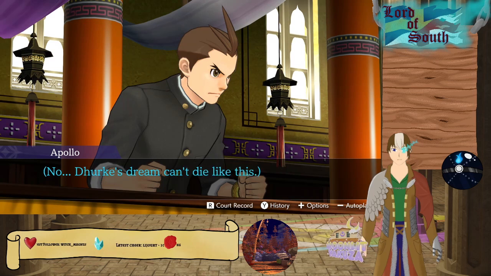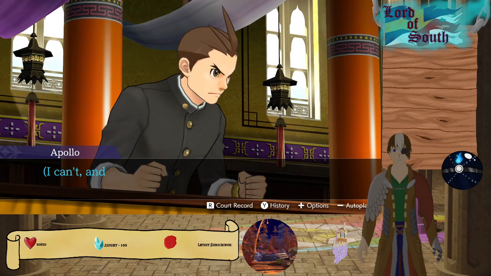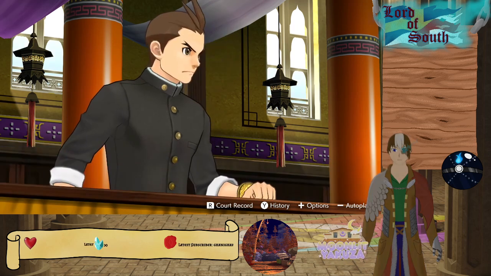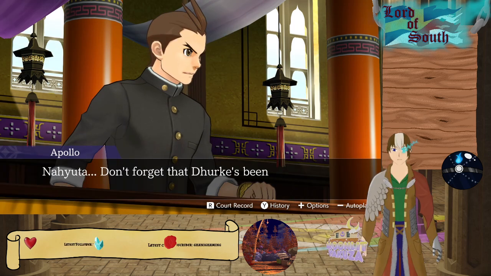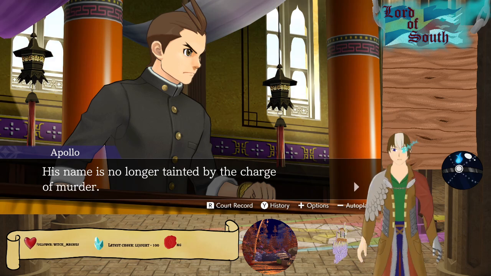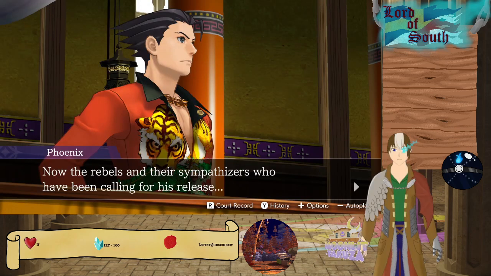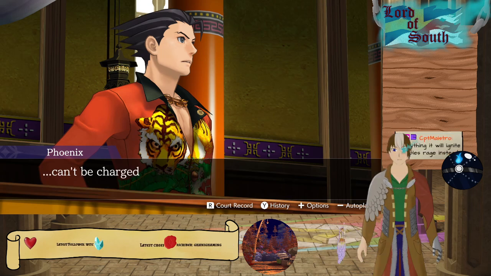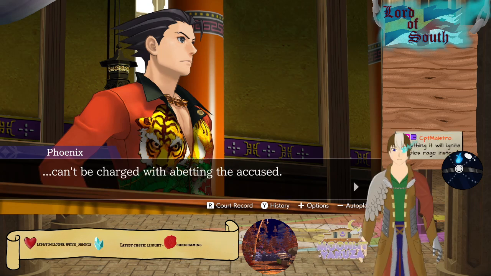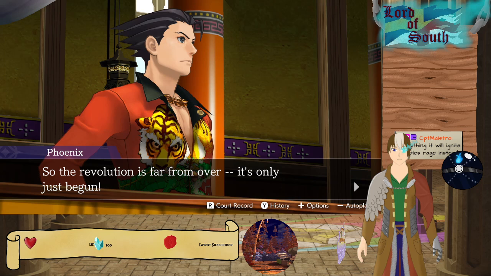No, the Rook's dream can't die like this. I'm not going to sit back and let that happen. I can't, and I won't. Nytha, don't forget that the Rook's been proven innocent. His name is no longer tainted by the charge of murder. And now that the rebels and their sympathizers have been calling for their release, if anything will unite people's rage instead, yeah. He can't be charged with abetting the accused. So the revolution is far from over. It's only just begun.